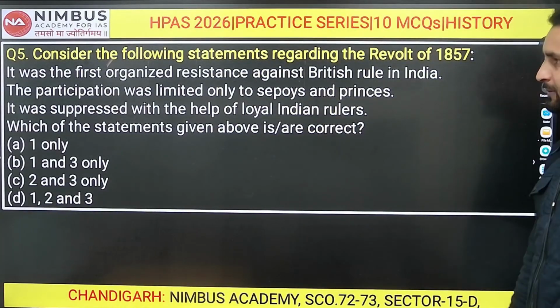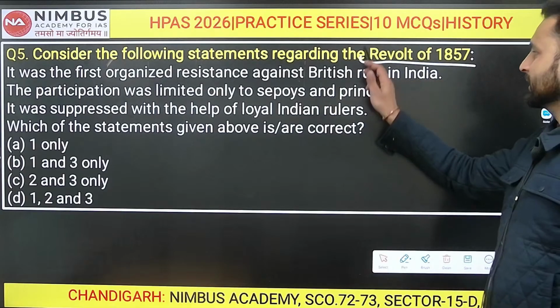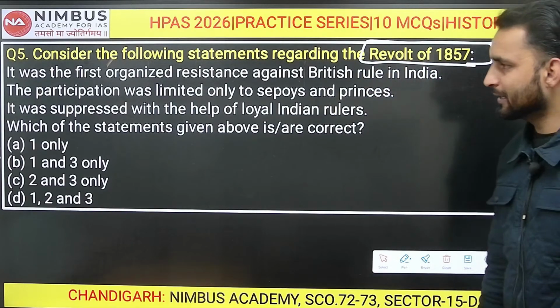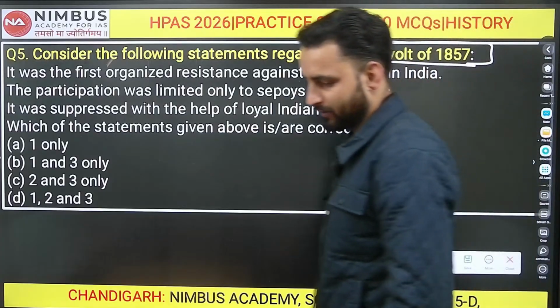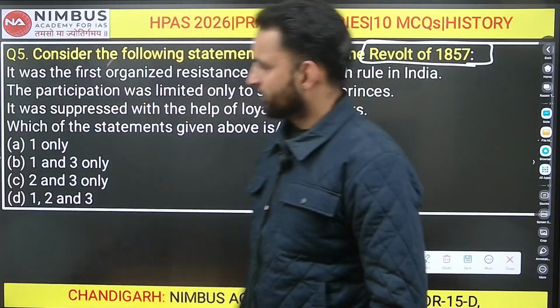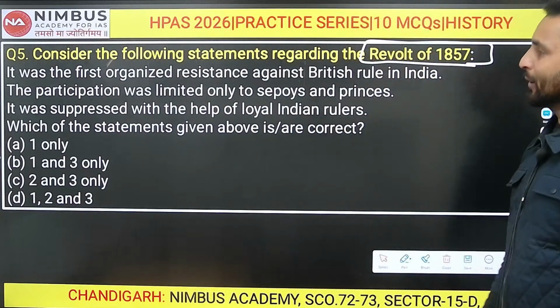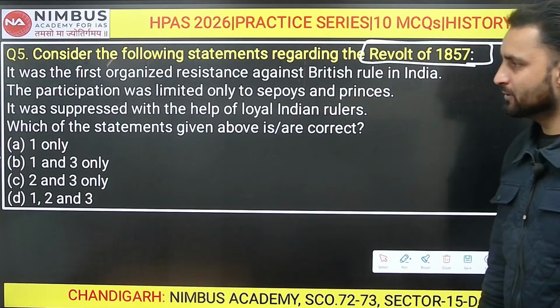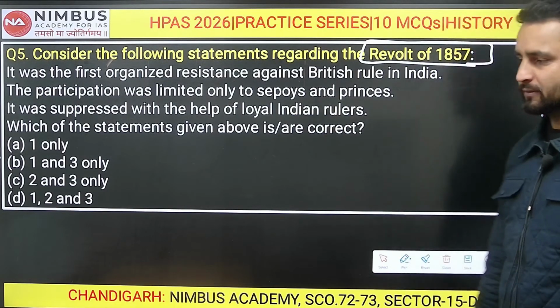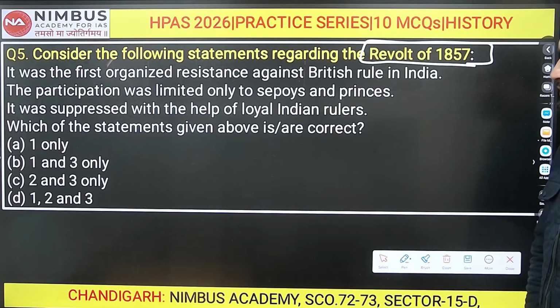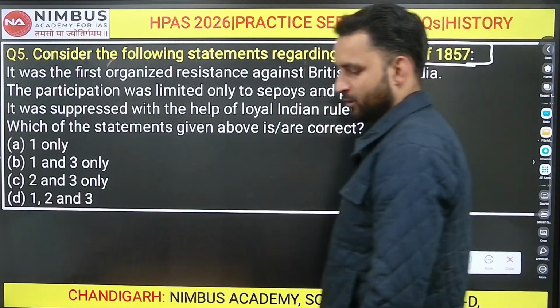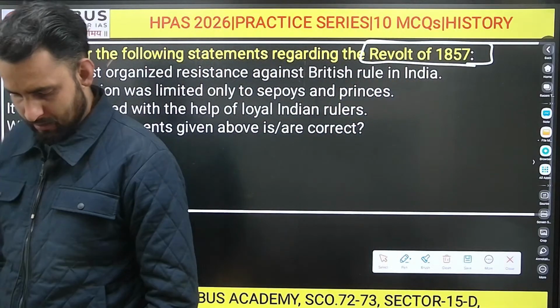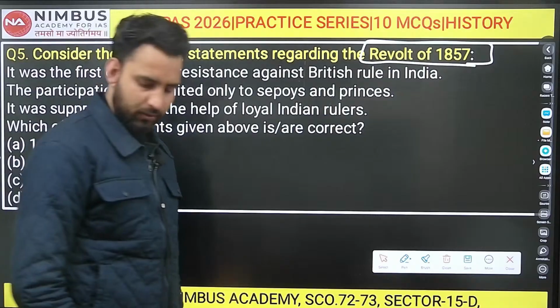Next is question number 5. Consider the following statements regarding the revolt of 1857. Right. So there are again 3 statements about this revolt of 1857. First is it was the first organized resistance against British rule in India. All right. Second, the participation was limited only to the sepoys and the princes. And third, it was suppressed with the help of loyal Indian rulers. What should be the right answer for question number 5? Let me know.